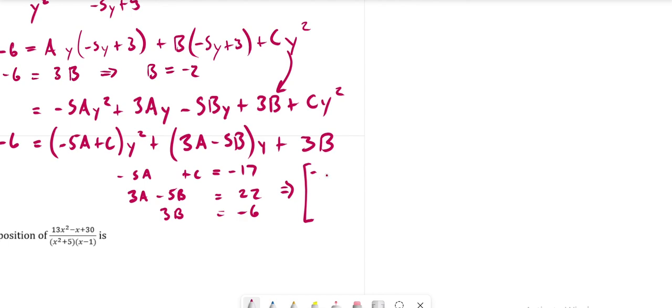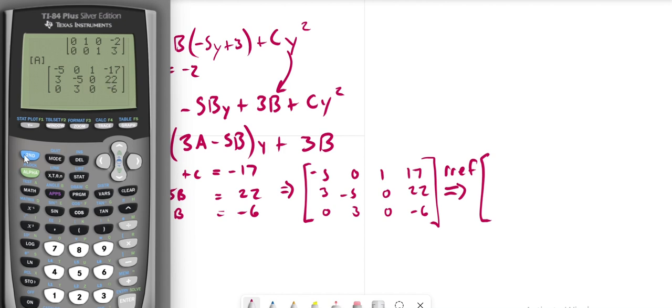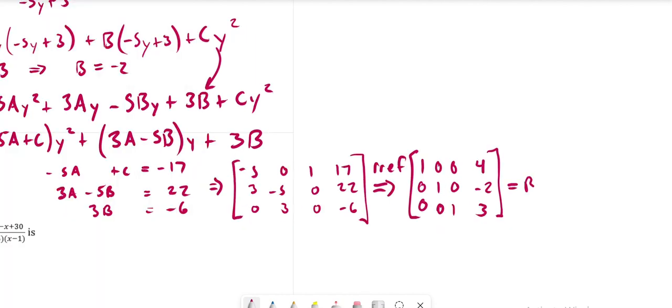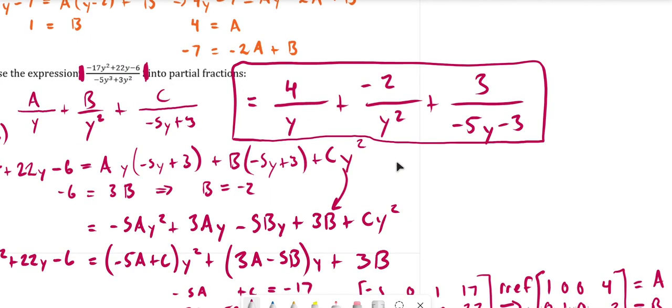If we encode that as a matrix, we're going to get the following. And if we put that in reduced row echelon form by first plugging our matrix in the calculator and then taking the reduced row echelon form of that, we will wind up with the following. Note, this also gives us b is equal to minus 2, but now also gives us a is 4 and c is 3. Thus, we get the following decomposition.